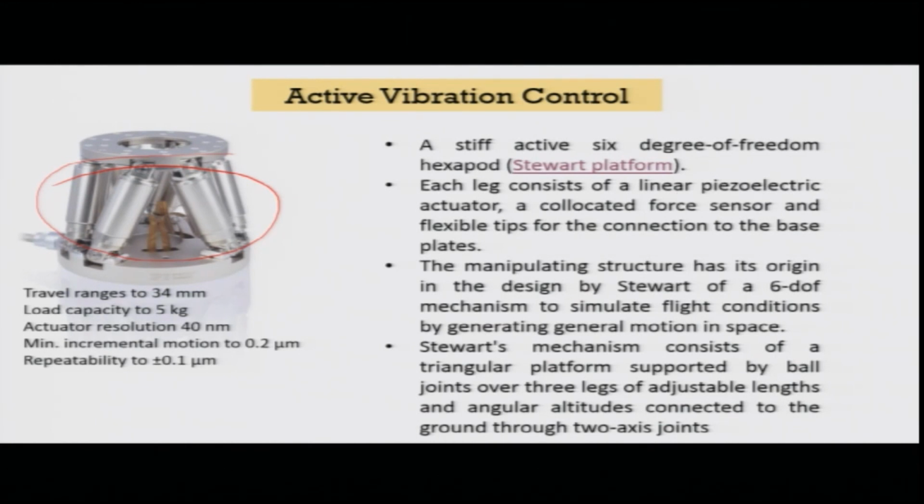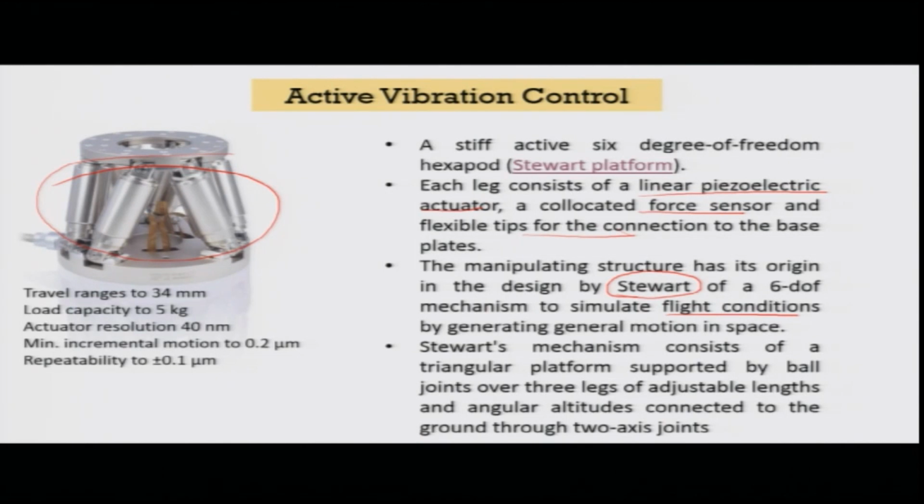Each one of the legs would consist of a linear piezoelectric actuator, a collocated force sensor, and flexible tips for the connection to the base plates. This structure has its original design by Stewart, of a 6 degree of freedom mechanism which simulated the flight conditions by generating general motions in space. So, it was initially used for flight simulating conditions.